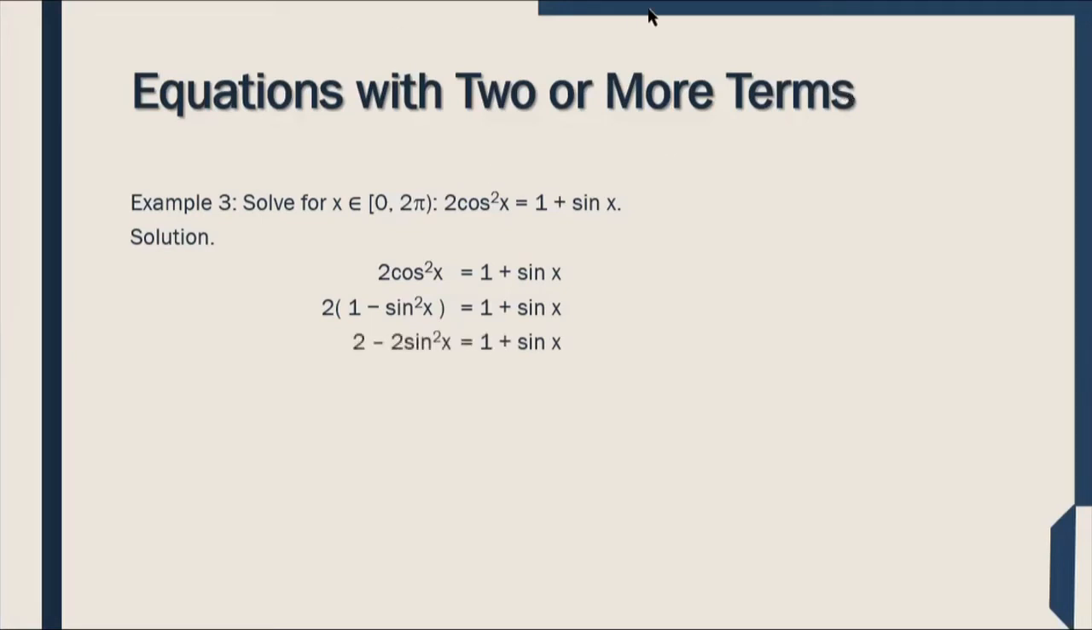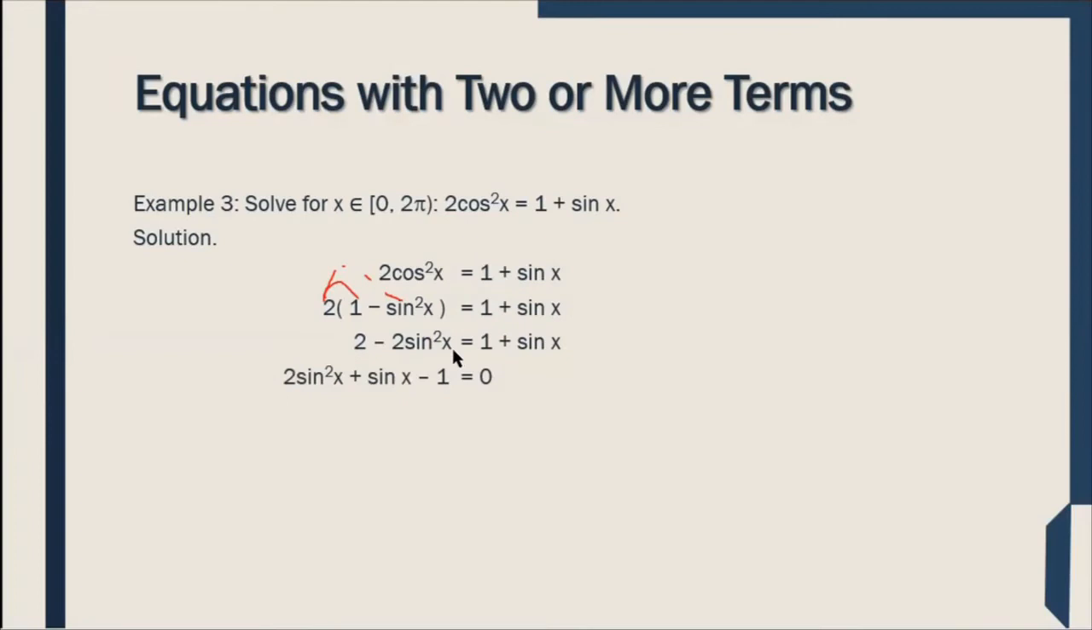Then, pwede natin i-distribute ngayon yung 2. 2 times 1 is 2. 2 times negative sine squared x is negative 2 sine squared x. Then, bring down pa rin yung 1 plus sine x. Next. Okay. So, magiging 2 sine squared x plus sine x minus 1.